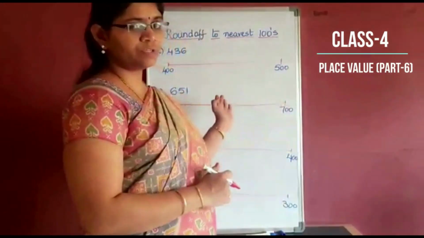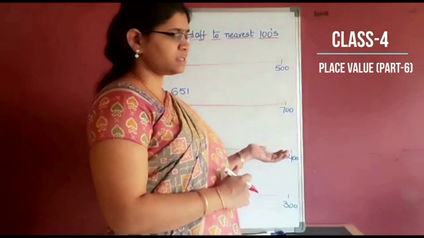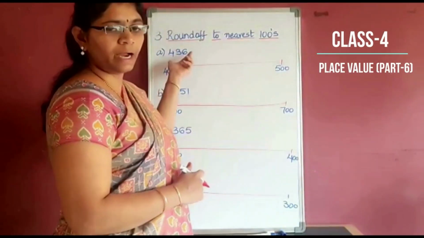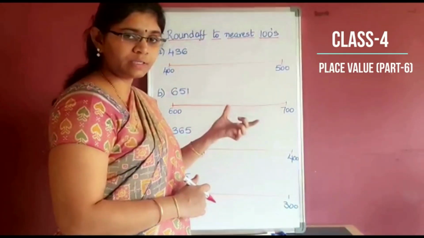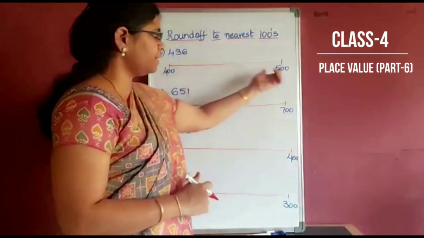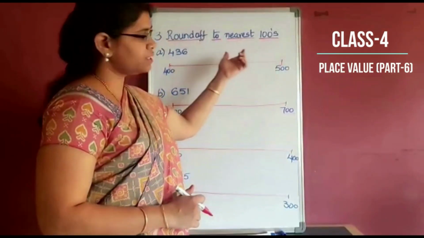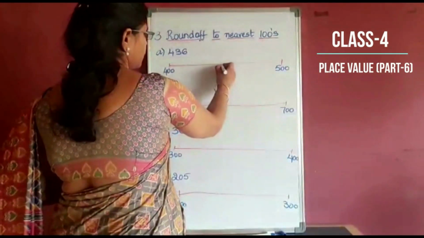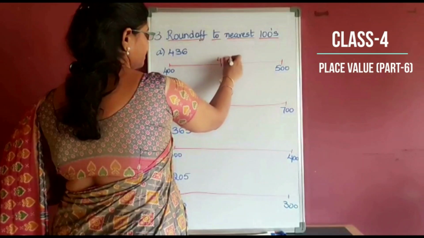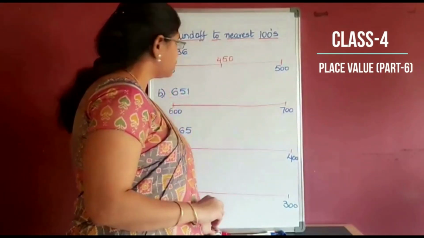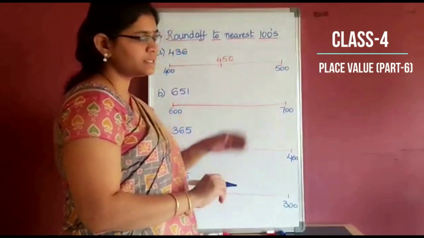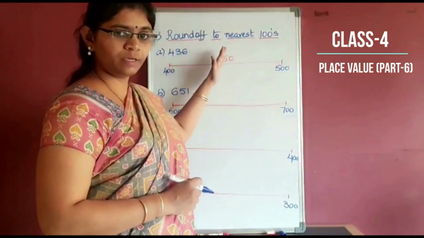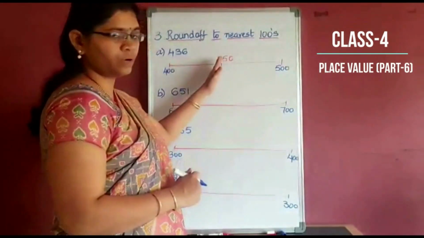Now let us round off these numbers to the nearest hundreds place. Now see children, they have given the number as 436. And this lies between which two hundreds? It lies between 400 and 500. And what is the exact middle number for 400 and 500? It is 450. Isn't it, children? Now, does the given number 436 lie to the left side of 450 or to the right side of 450? Yes, this is to the left side of 450.